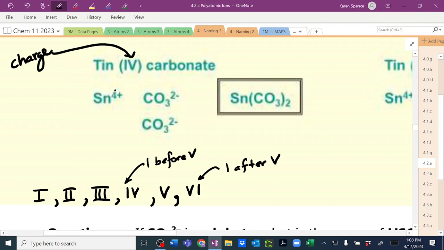So we have a tin 4 plus. Carbonate is only 2 minus, which means that we need 2 of them to give us a total negative charge of -4, which would cancel out the +4. And because we have more than one carbonate, we need the brackets.